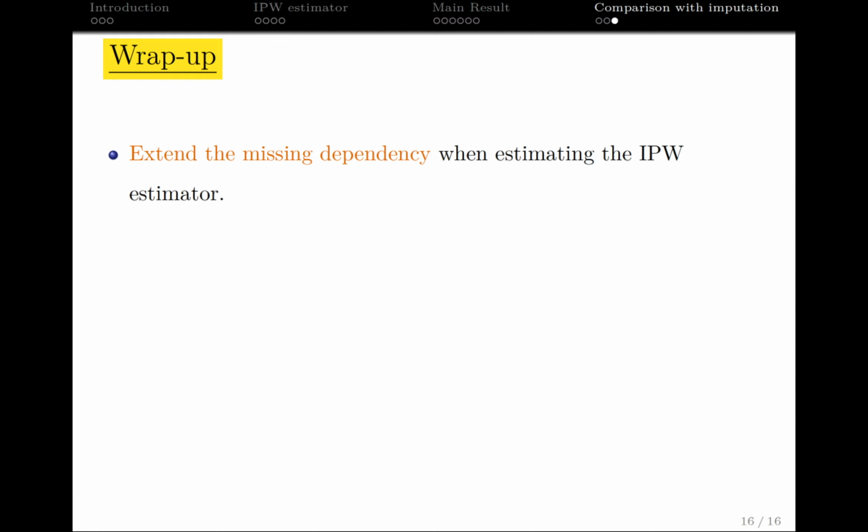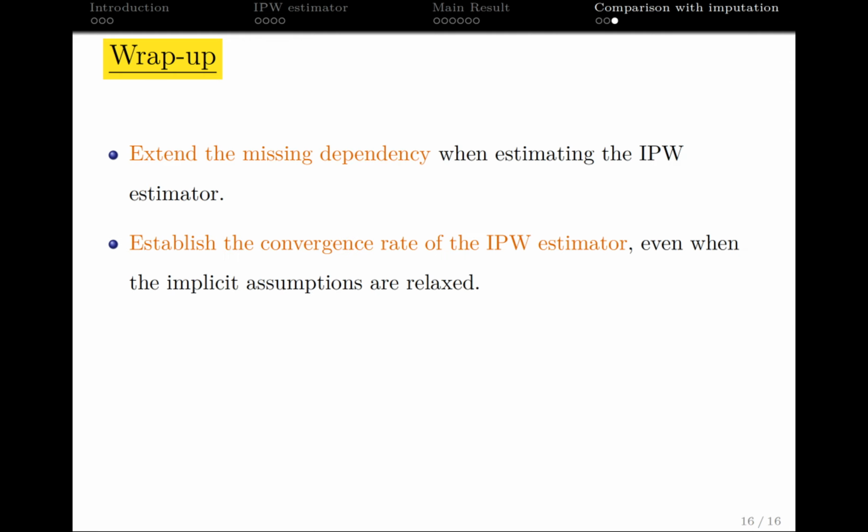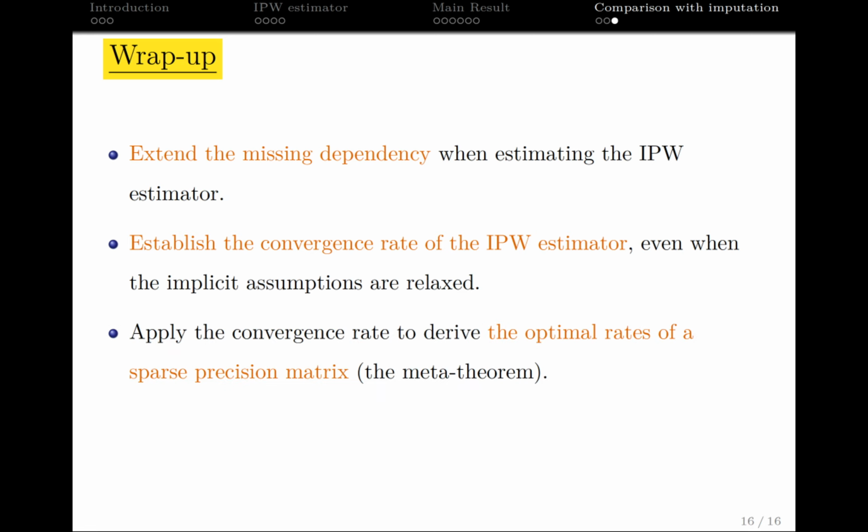So to wrap up, we extended the missing dependency and we computed the IPW estimator, and we proved the optimal convergence rate of this estimator and used it in estimation of a sparse precision matrix.